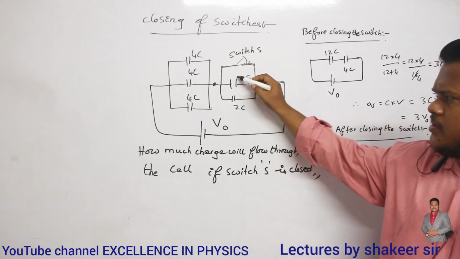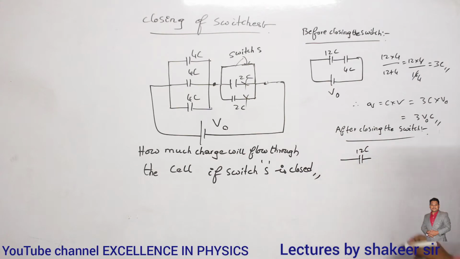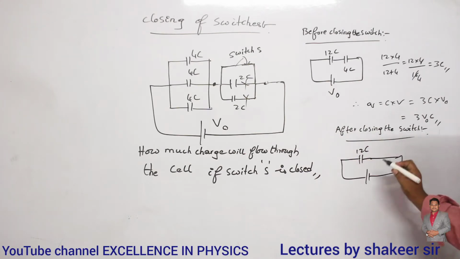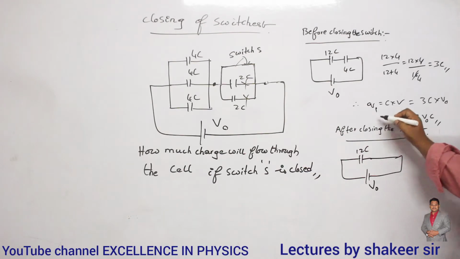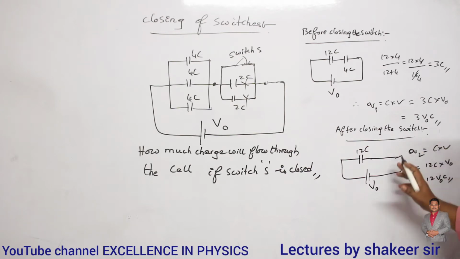So there is no use of this 2C capacitor, and no use of the other 2C capacitor either. The total equivalent capacitance of this circuit is only 12C, with potential V0. In this condition, let the charge be Q2. What is Q2? The charge supplied by the battery when the switch is closed. Q equals C into V again. The capacitance is 12C, the potential difference is V0, so 12 V0 into C. This is the new charge supplied by the battery after the switch is closed.